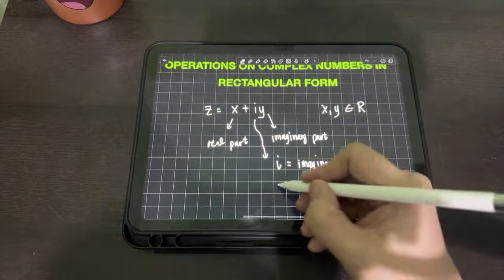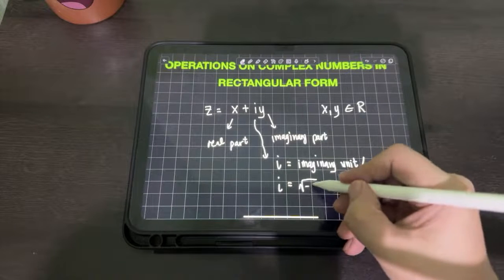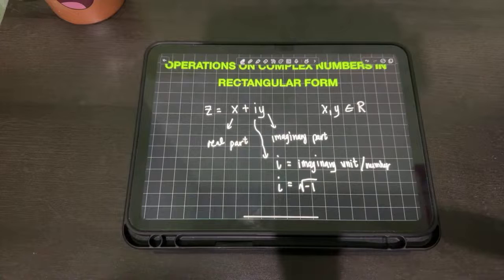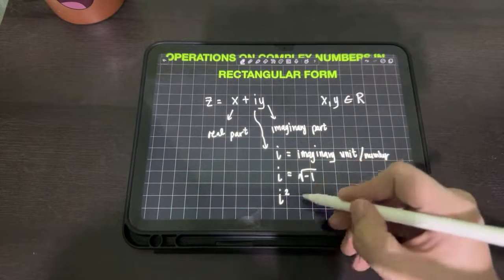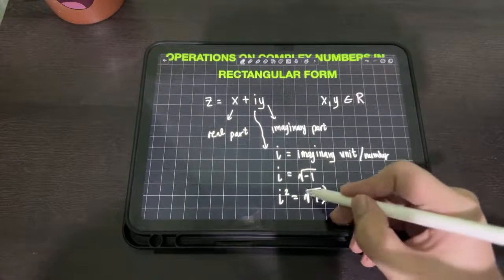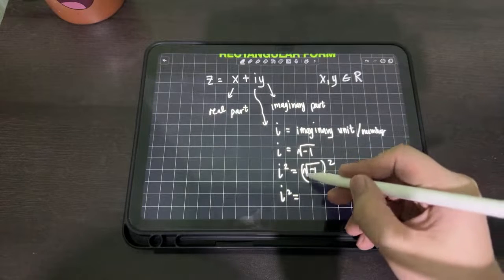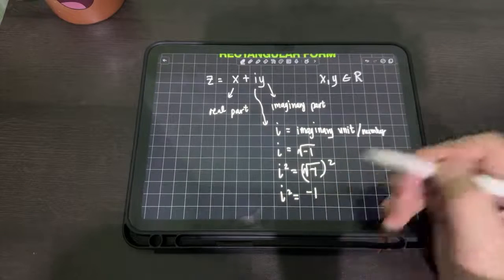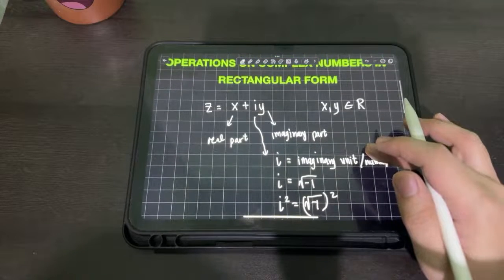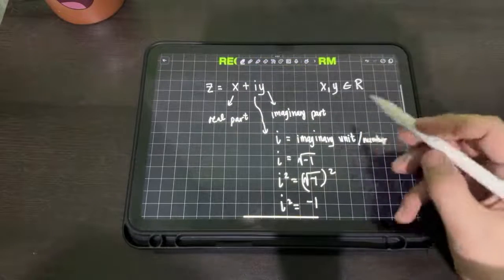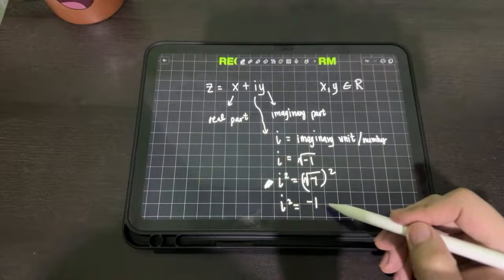If we define, we have i is equal to square root of negative 1. Or if we square both sides, we can have i squared is equal to the square root of negative 1 squared, which is negative 1. So when performing operations on complex numbers in rectangular form, we will take note of this value for i squared, which is equal to negative 1.